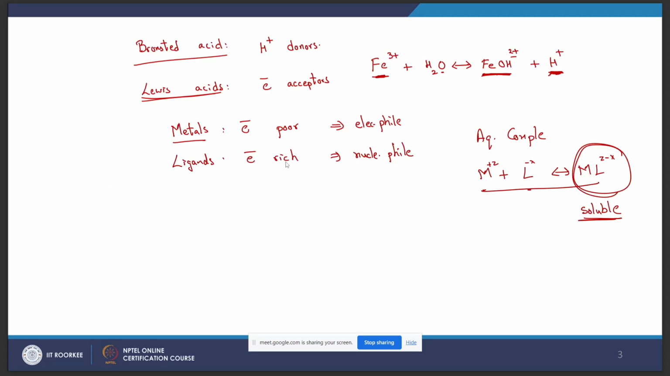So we have Bronsted acids, which are H plus donors. Bronsted acid donates H plus, and Lewis acids are those which can accept electrons. Here we can see that Fe3 plus has accepted one electron, and it is converted to FeOH 2 plus. The charge is 2 plus. So here there is an acceptance of electrons, so it is a Lewis acid. Generally, metals are poor in electrons because they have already donated their electrons, so they can take electrons from the ligand and form complexes, like aqueous complexes.